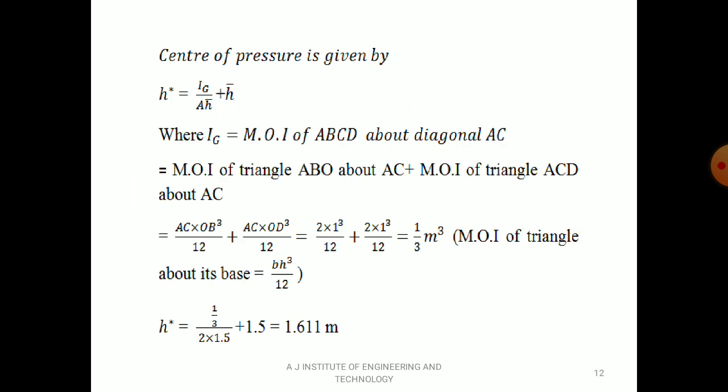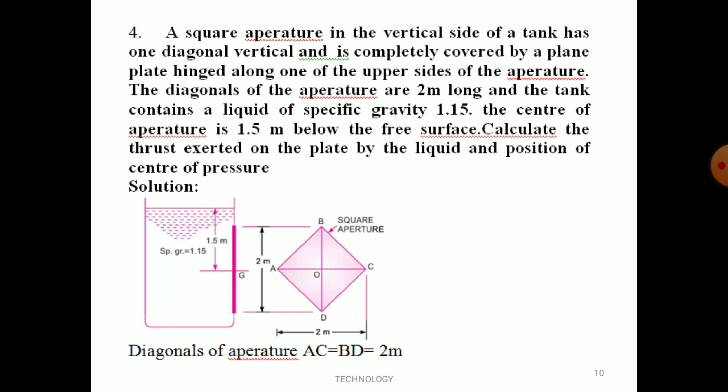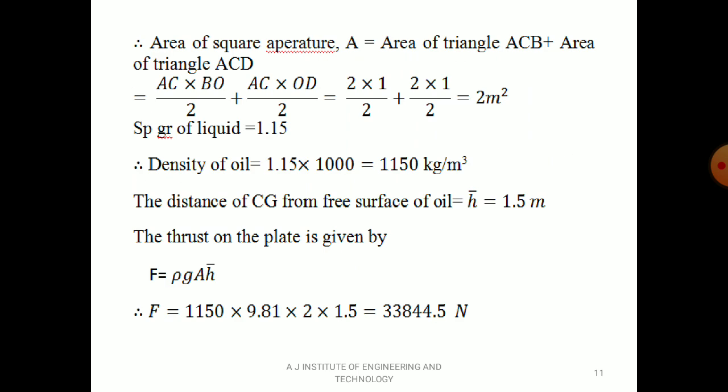that is equal to 33,844.5 Newton. Center of pressure is given by H star equals Ig divided by A into h bar plus h bar, where Ig equals moment of inertia of ABCD about diagonal AC. So why diagonal AC? Diagonal AC is a diagonal passing through center of gravity. Now it is very difficult to find moment of inertia. A moment of inertia for this shape can be calculated by dividing this shape into two portions, that is triangle ABC and triangle ADC. So you have to calculate moment of inertia of ABCD by calculating moment of inertia of triangle ABC and ADC about its base. Base is AC here. So that can be done like this.